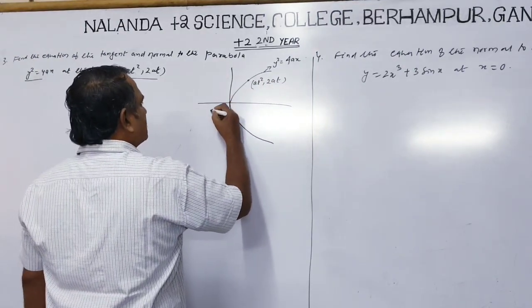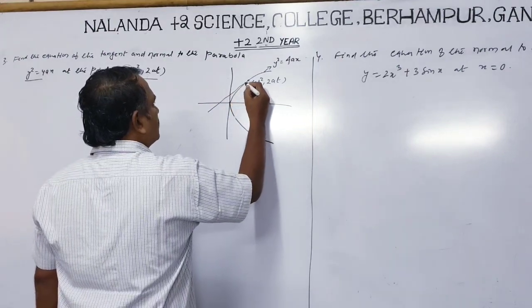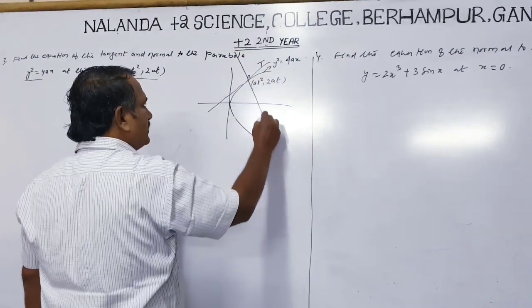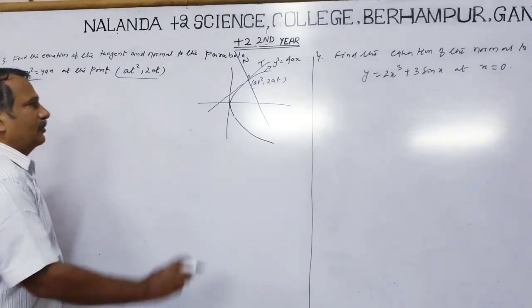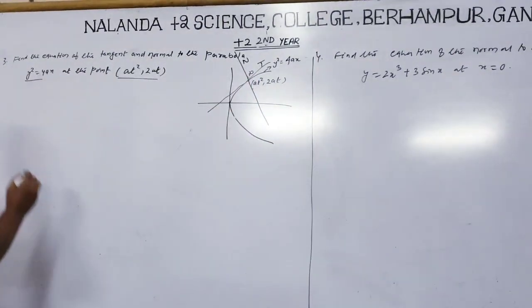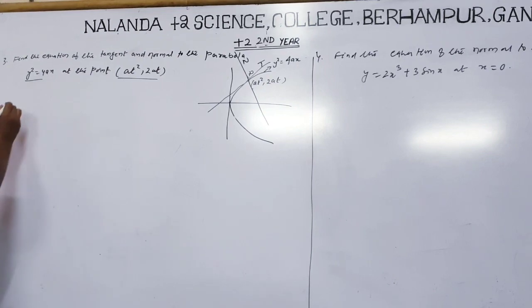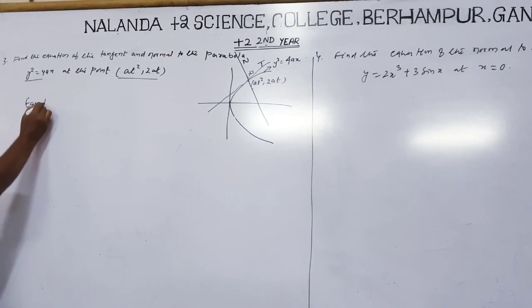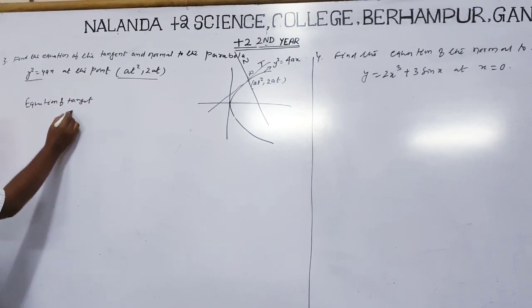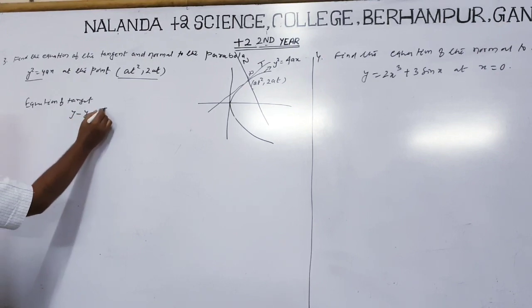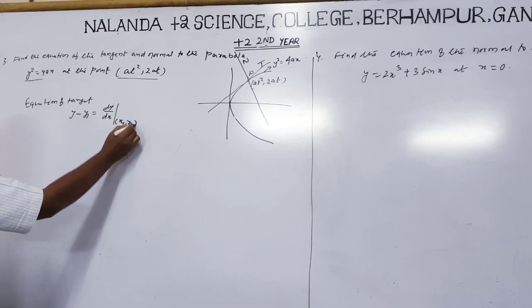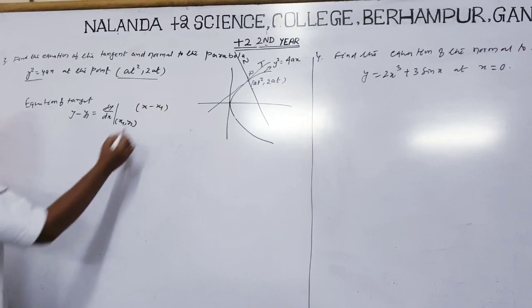So this is the equation of tangent, find out. And this is P, the equation of tangent. This is P and this is the equation of normal. So what is the equation of tangent formula? Y minus y1 equal to dy by dx at x1 y1 into x minus x1. This is the equation of tangent.